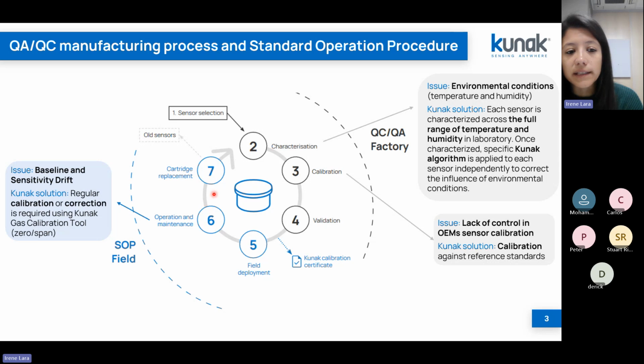And then after that, the last step will be the cartridge replacement. So once the cartridge has arrived to the end of its life, the cartridge should be replaced, and we start all over again with a new gas sensor. Okay. Any questions?